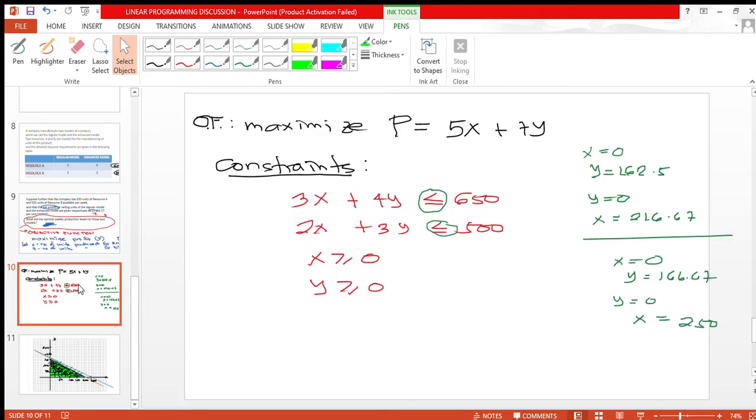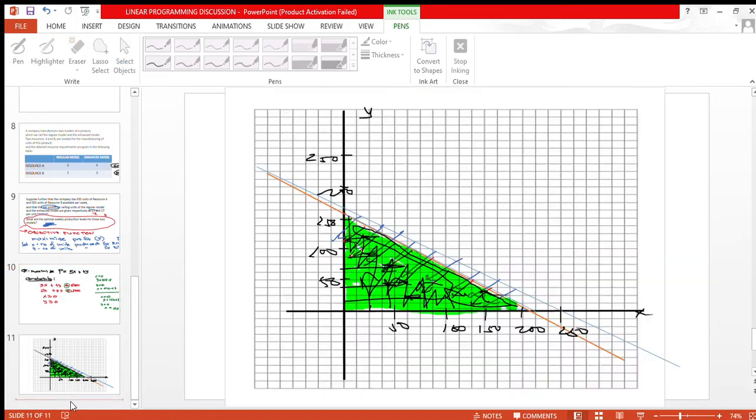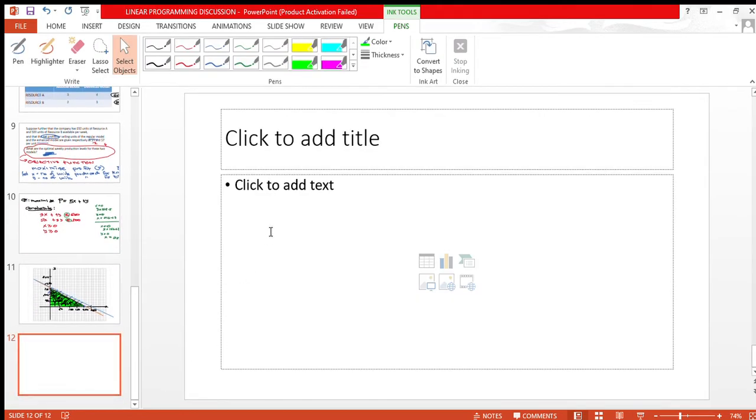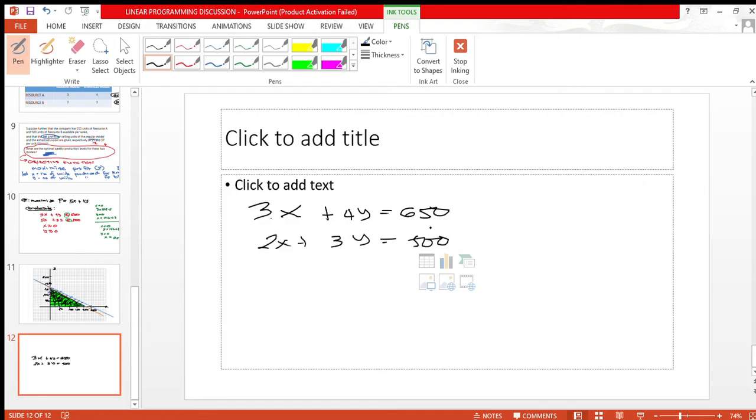So let me copy the equations first. Let me insert another slide here, and let's compute the intersection. I'm just checking because I'm not sure if our graph there is accurate. So we have 3x plus 4y, converting it to an equation, and then we have 2x plus 3y equals 500, equation 1, equation 2. Let's just check if the intersection is located in the first quadrant.